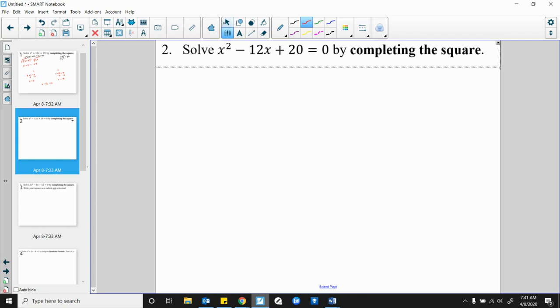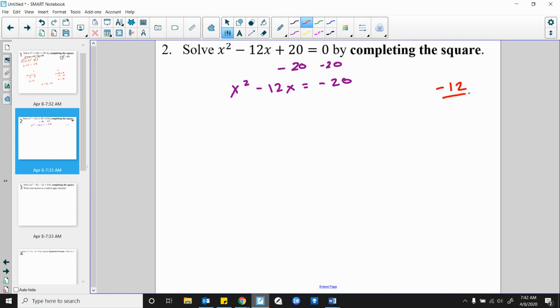Question number 2. We're going to do the same thing, solve by completing the square. We want to make sure that the x's are on one side and the constants on the other, which it's not. So we're going to have to subtract 20 and get x squared minus 12x equals negative 20. From here, I've got my x's on one side and my constants on the other. I check to make sure that there's nothing in front of the x squared. In this case, there isn't. So I can go ahead and use my b over 2 squared.